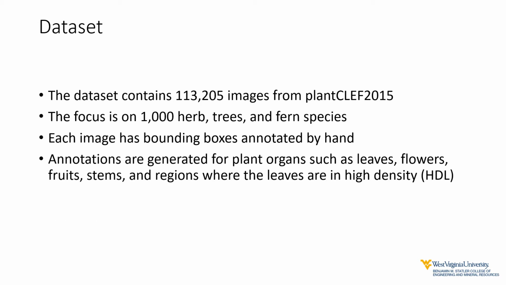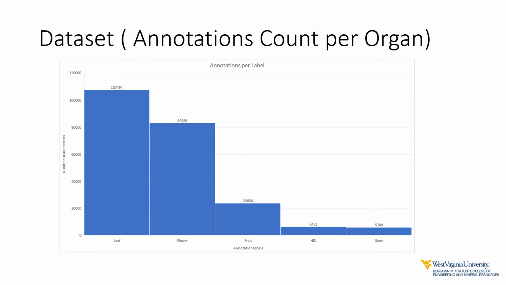The dataset contains over 100,000 images, which focus on 1,000 herb, tree, and fern species. Each image has multiple organs in it, so we are annotating bounding boxes for each of these organs, which include leaves, flowers, fruits, stems, and the regions where the leaves are in high density, which we call HDL. After all of the annotations are done, we derive the annotation count per organ. As you can see in the graph, leaf has the highest number of annotations, then flower, fruit, and so on.